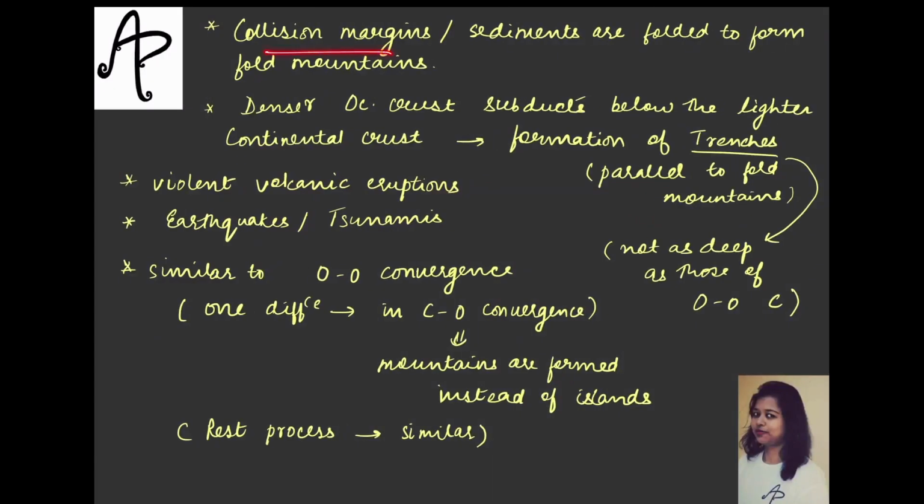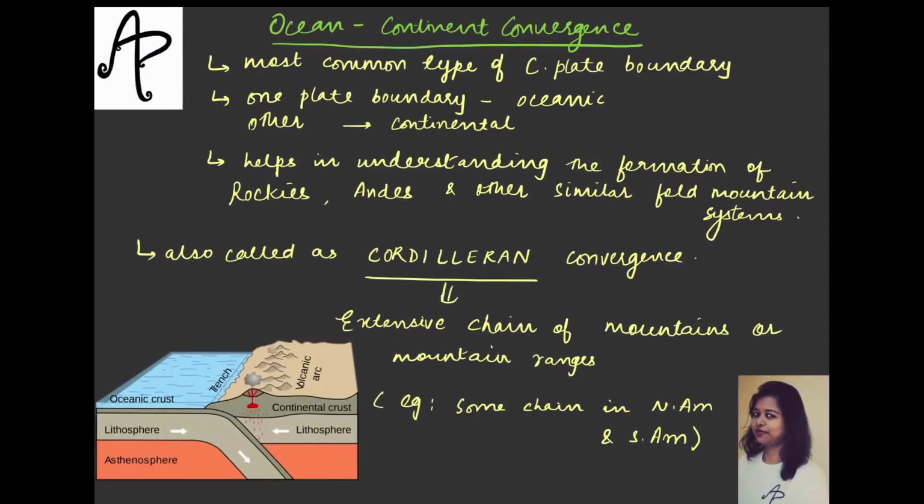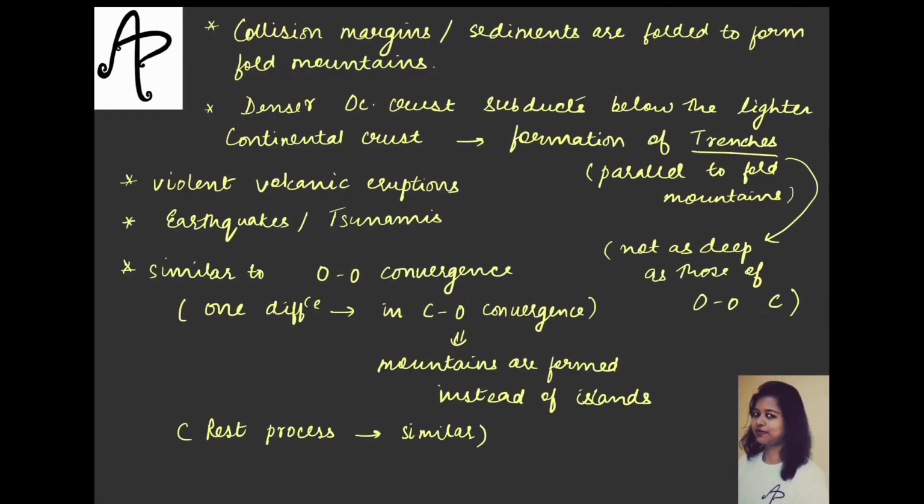So the collision margins or the sediments, they are folded to form the fold mountains, because of course when you say that, it helps us in the understanding of the formation of the fold mountain. So how are these fold mountains formed? Okay, so what happens actually, see there are similarities to the oceanic only. Now we will see the whole thing. I'll take you to those steps which we have done in this case, and you will find the similarities. Just focus on what we are doing for the time being.